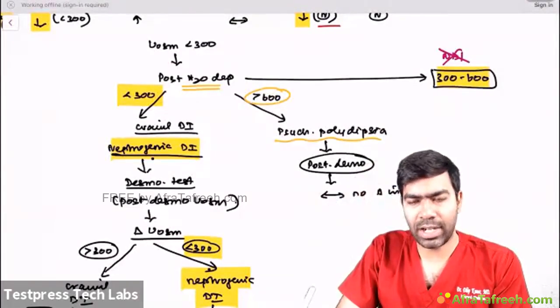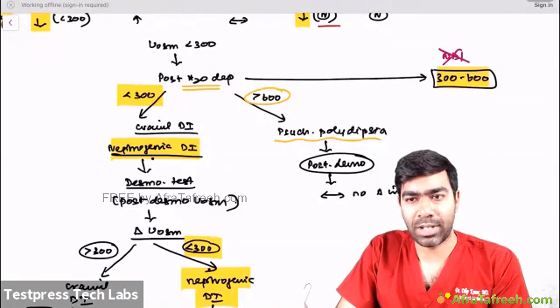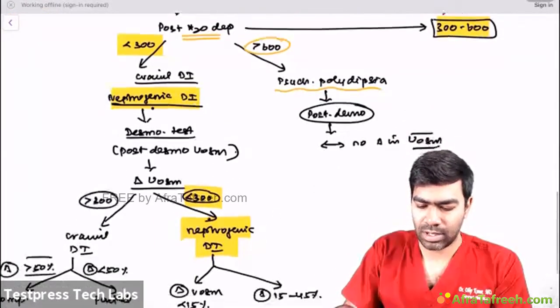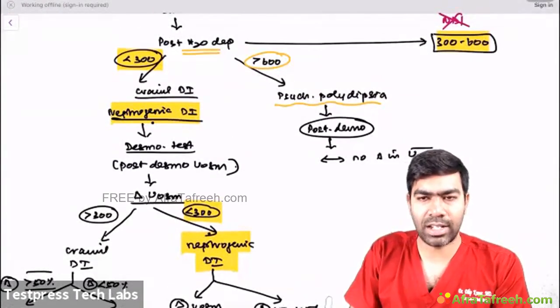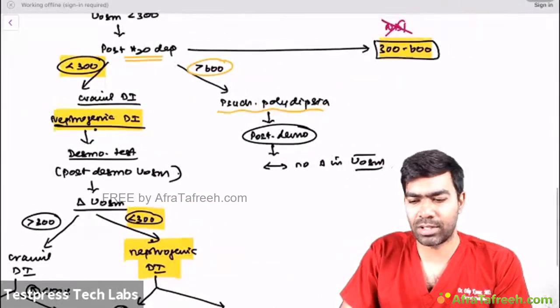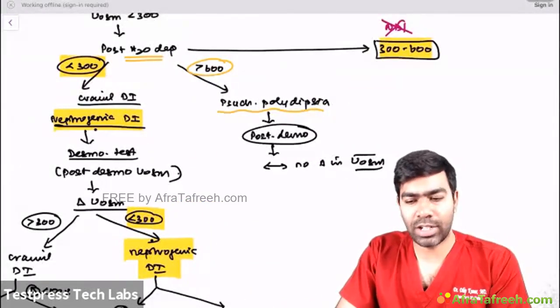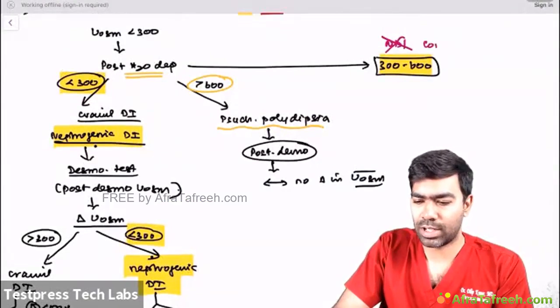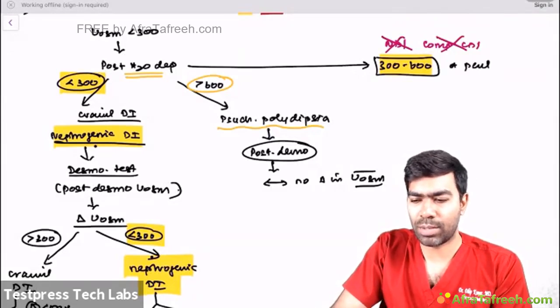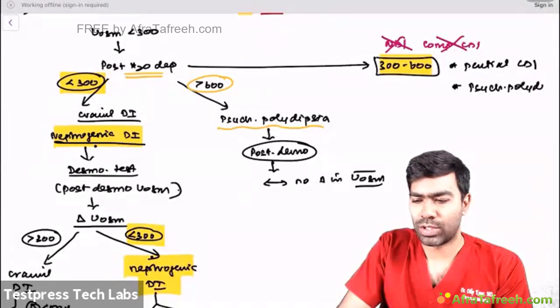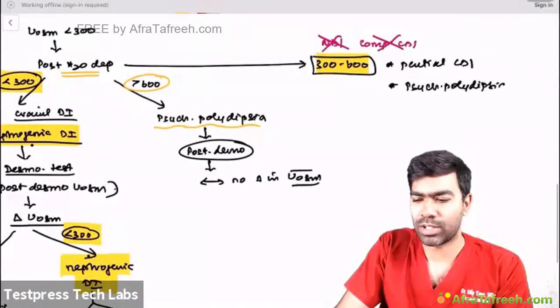And it cannot be a complete diabetes insipidus as well. In complete diabetes insipidus, even after your water deprivation, it will still be less than 300 only. So it cannot be a complete cranial diabetes insipidus, and nephrogenic diabetes insipidus is also ruled out. So only two possibilities are there. One is a partial CDI and the second one is psychogenic polydipsia. Both are possible in this setting. So there is no test that can really differentiate. It's totally based on clinical evidence only.